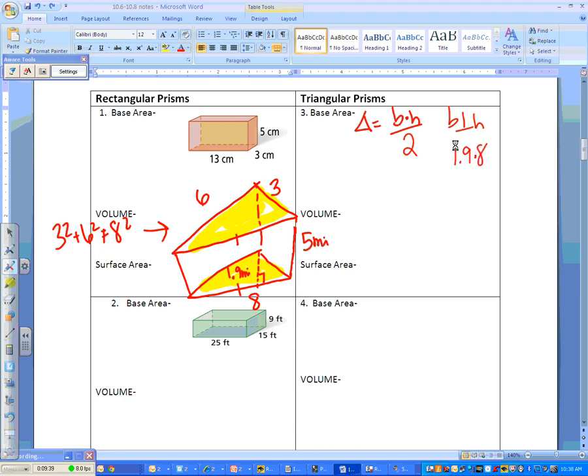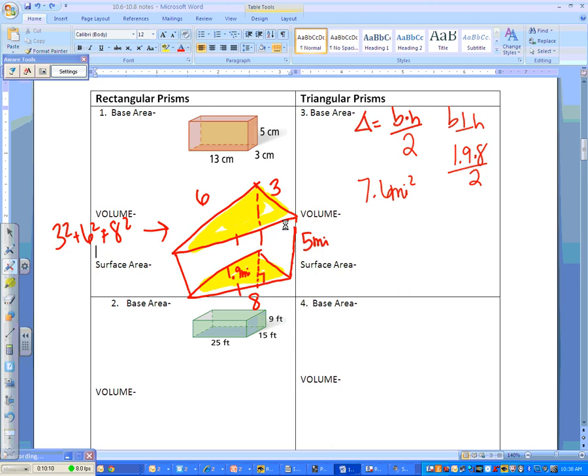1.9 times 8 divided by 2. And that's going to be the base area. 1.9 times 8 divided by 2. Okay, so that one slice of this is 7.6 square miles. Okay, so this would be a huge present, in the shape of a slice of pizza or something. One slice of that pizza in that box is 7.6 square miles.